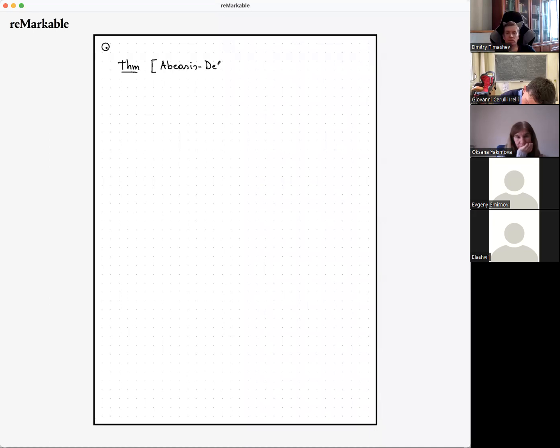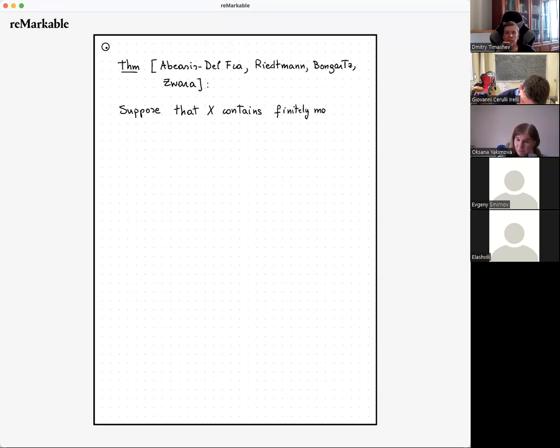By Zvara. And the theorem says the following. Suppose, so I will be a bit informal, but I hope you understand. Suppose that X contains finitely many G orbits. Actually, this must hold for every dimension vector, for every dimension. But let me just say, so there is a finiteness hypothesis on the variety, okay?